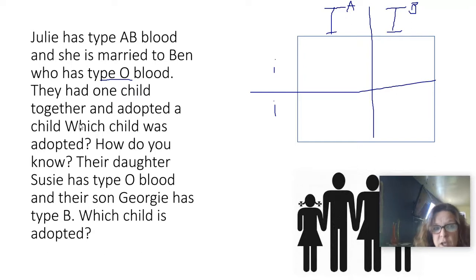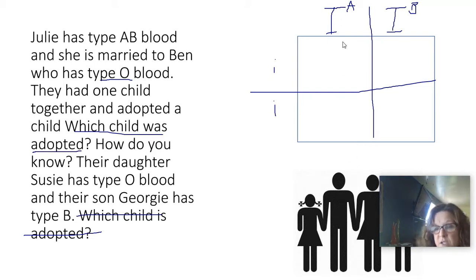They had one child together and adopted a child. Which child was adopted and how do you know? Their daughter Susie has type O blood and their son Georgie has type B. So which child was adopted? Oh, well, that's redundant. I asked that twice, but that's fine. We want to know which child was adopted.